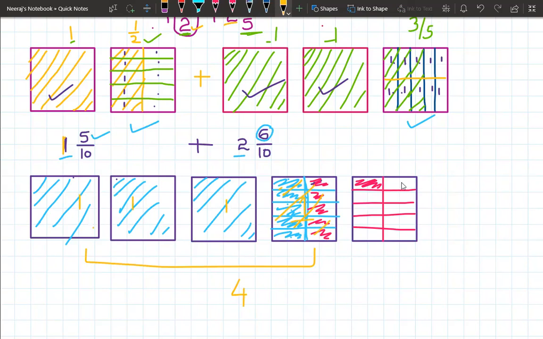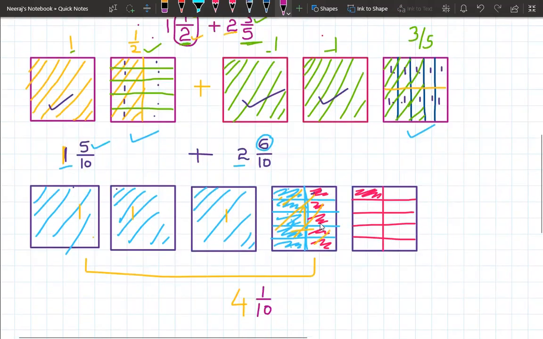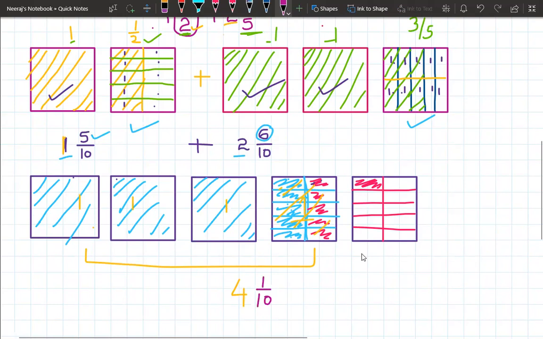Now how many parts have been shaded here? 1 out of total 10 parts. So I'm going to write the fraction. This is 1 by 10. So this is your answer of the 1 and 5 by 10 plus 2 and 6 by 10. In this way we have to solve the question. So your answer is 4 and 1 by 10.